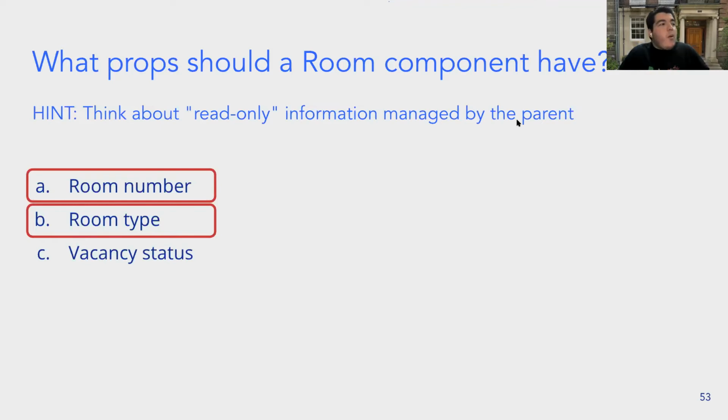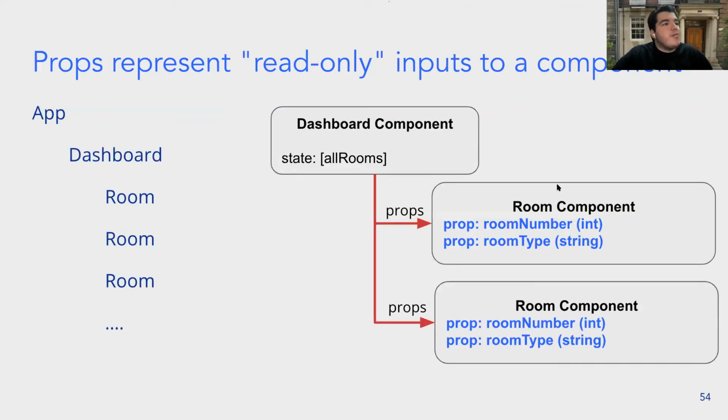And we might be thinking, why is vacancy status not a prop? Well, when someone checks in or checks out, we need to update the status of it. And we remember that props are read-only, they're immutable. So we can't change them, but if we create a state variable called vacancy or something, then we can maintain it that way and continue to update it without running into any issues.